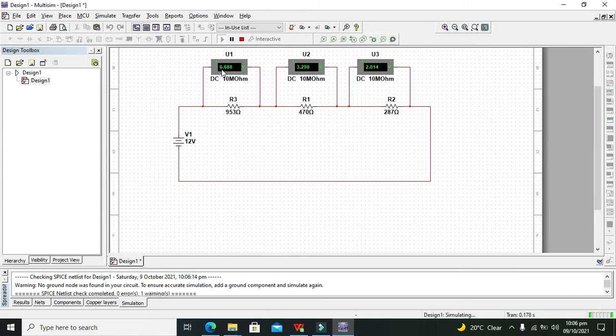Okay, now if we add all these voltage drops, 6.688 plus 3.298 roughly gives us around 9.9, and then 2.014 gives us approximately 12. That is 6 plus 3 plus 2 is 11, and then after the decimals, if you add them, they will perfectly give you 12 volts. So hopefully you got the concept that we have proved all the voltage drops must be equal to the voltage rise within the circuit.